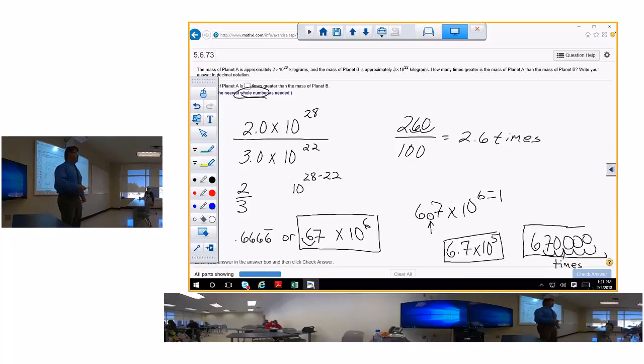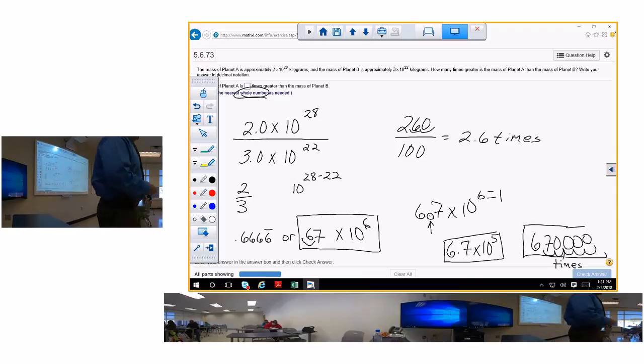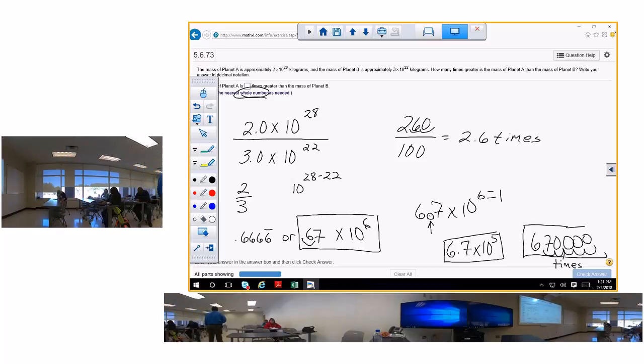670,000 times bigger. Now again, you're talking about planets, so you got to think out of the box. A planet is a body, okay? You can't just think of it like a baseball.